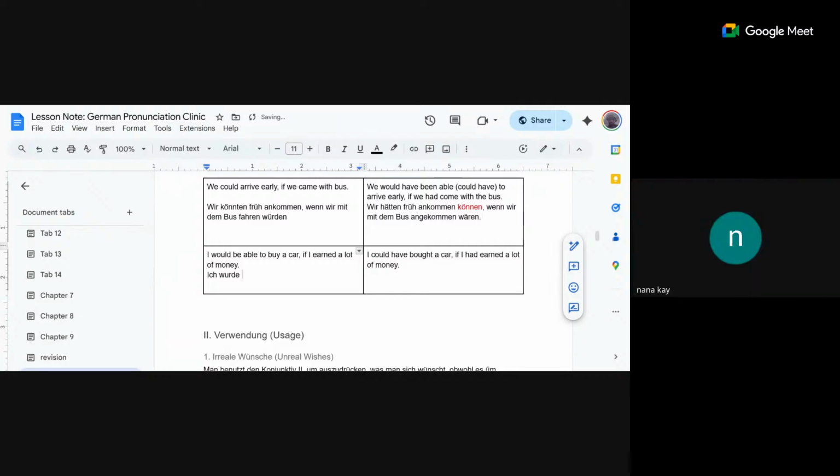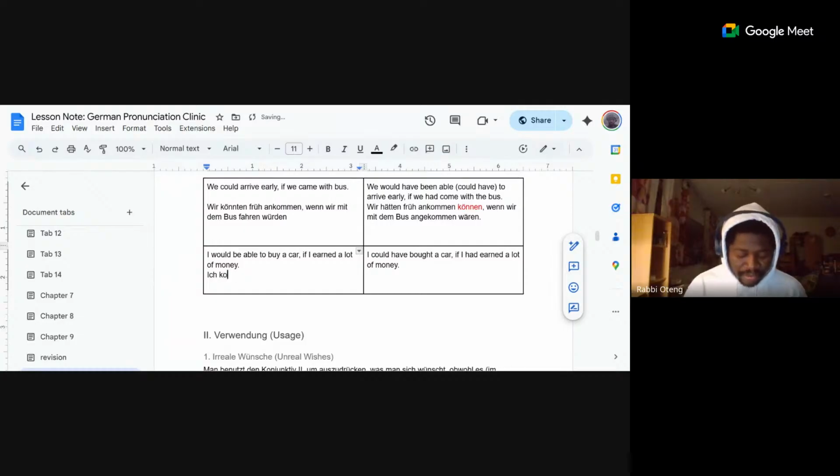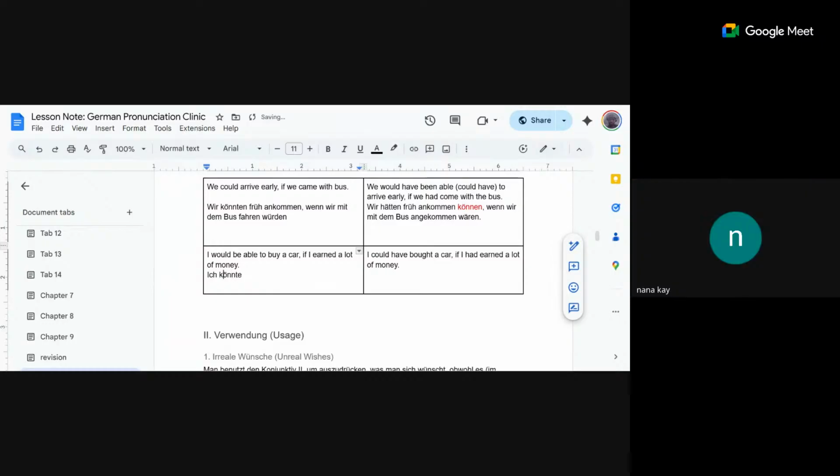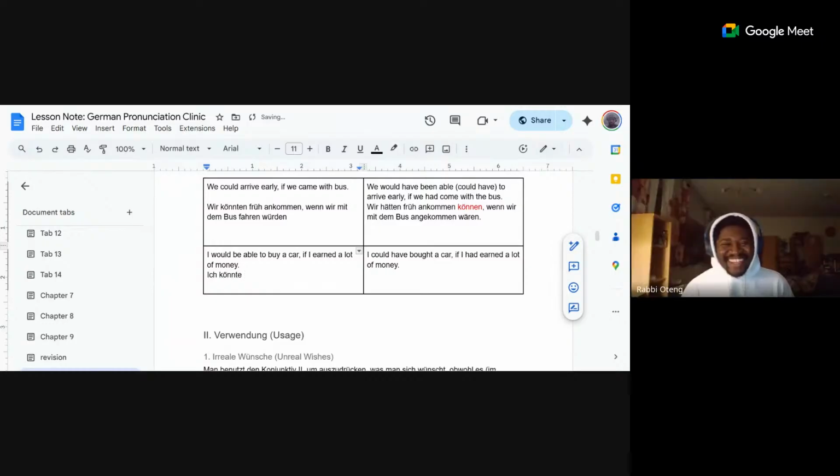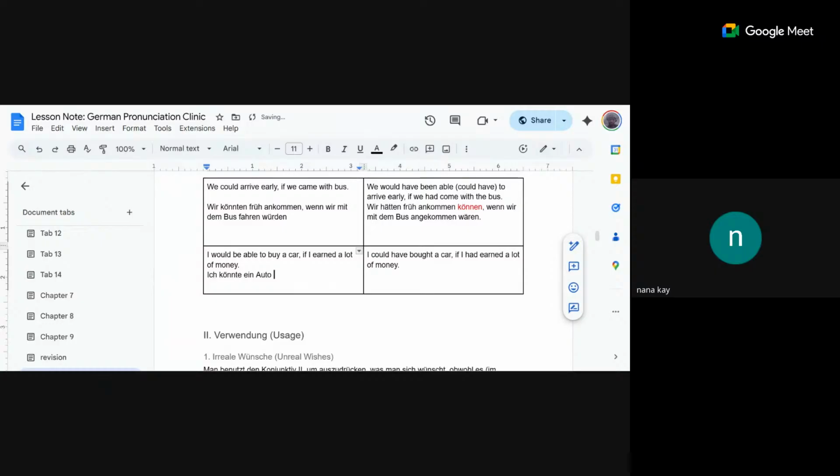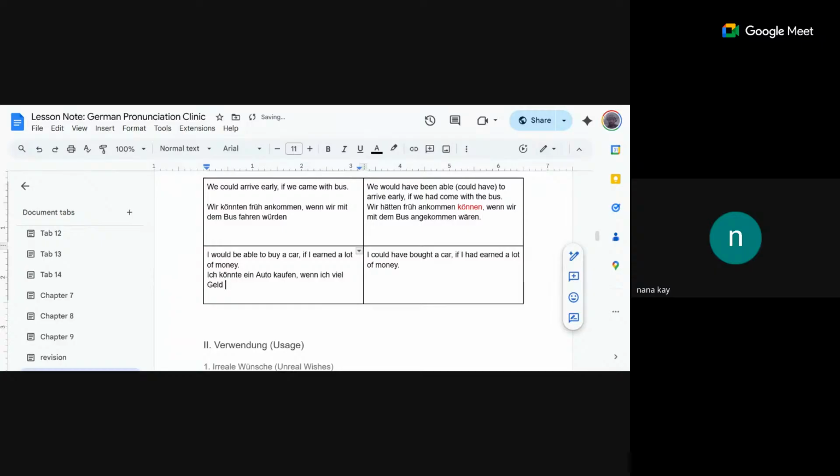Ich konnte... sorry. I would be able. So ich konnte, you said? Ich könnte ein Auto kaufen, wenn ich viel Geld verdienen, oder? Verdienen viel.